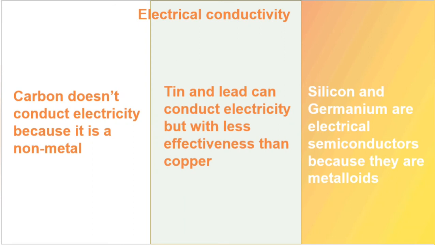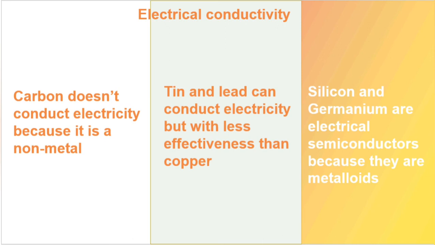Now, we will be discussing the electrical conductivity of group 14 elements. First of all, carbon doesn't conduct electricity because it is a nonmetal. Tin and lead can conduct electricity, but with less effectiveness than copper, making tin and lead poor metals.